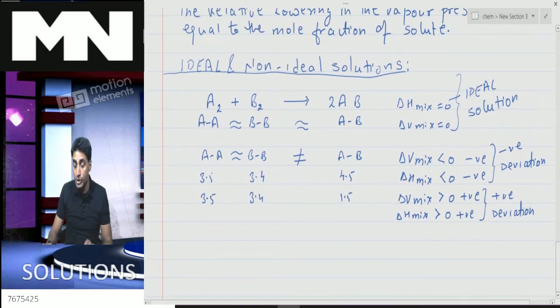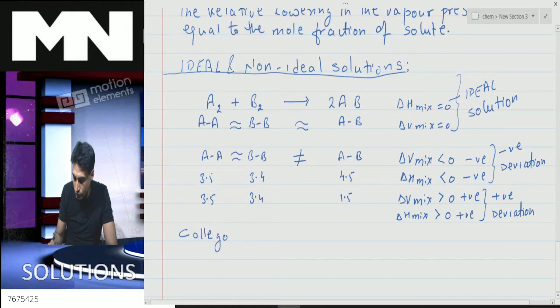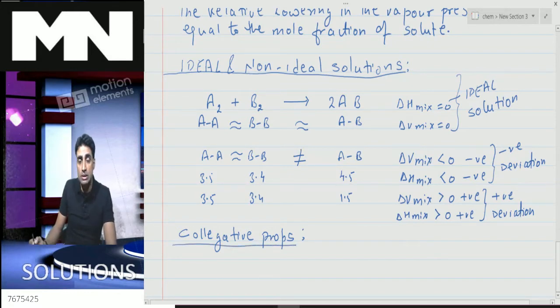Well, the next topic which we had to do is the colligative properties. So we'll see what colligative properties means. As far as colligative properties are concerned, these are the properties which depend upon the number of solute particles in the solution, that is on the concentration of the solution. The properties which depend on the concentration of the solution are said to be colligative properties.